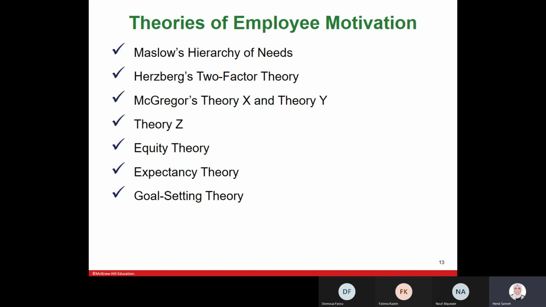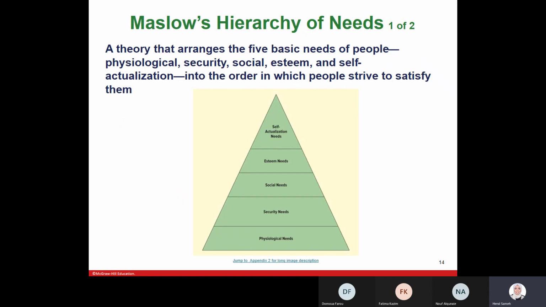Okay, these are 8 theories that explain or studied the employee motivation. Let's start with the first one, which is Maslow hierarchy of needs. مدرج ماسلو للحاجات الإنسانية. Very famous. And this theory and this study is a basic study that most of the other studies depend on. يعني it's like a base for other theories.